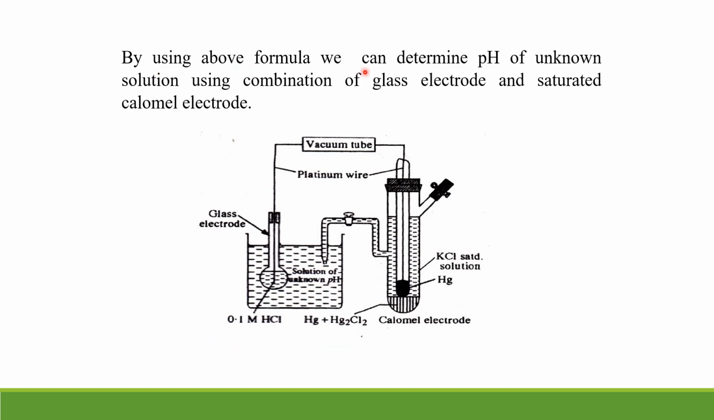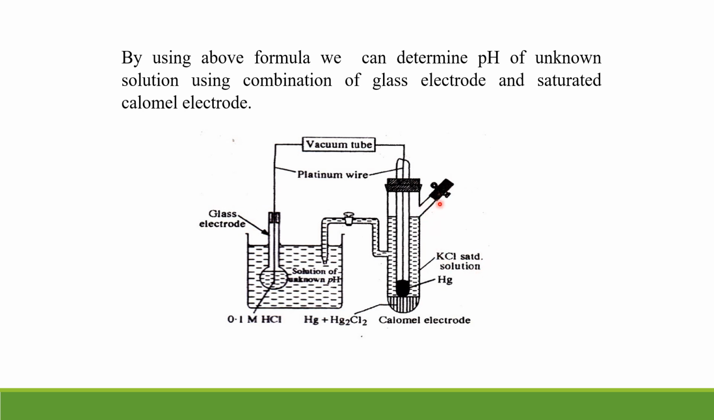By using the above formula, we can determine the pH of unknown solution using the combination of glass electrode and saturated calomel electrode. And here we have a diagrammatic representation showing the two half cells. This is the right calomel electrode. Here you can see this is the liquid mercury, the dark black portion, and below that there is a paste of mercury plus mercurous chloride, and above this, inside this tube, is filled the KCl saturated solution.